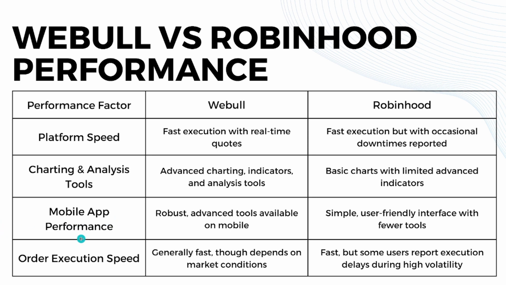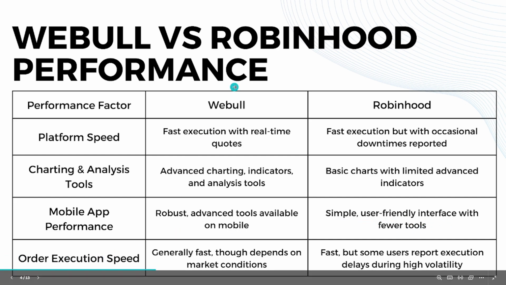And for mobile app performance, Webull has robust advanced tools available on mobile, while Robinhood has a simple, user-friendly interface with fewer tools. For order execution speed, Webull is generally fast, though it depends on the market condition. Robinhood is also fast, but some users report execution delays during high volatility.